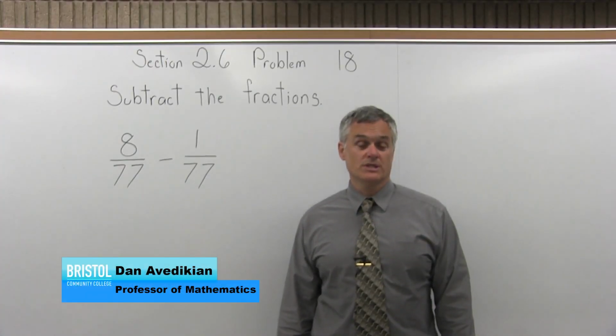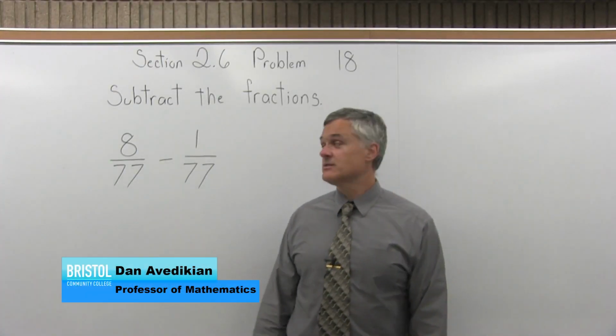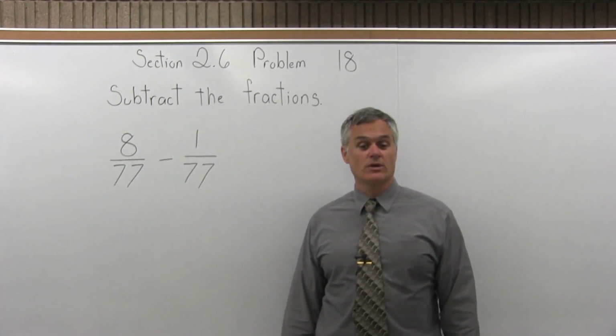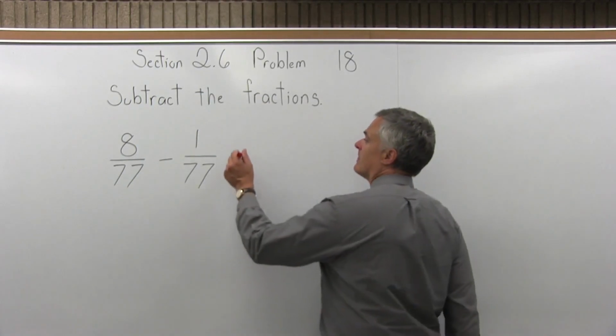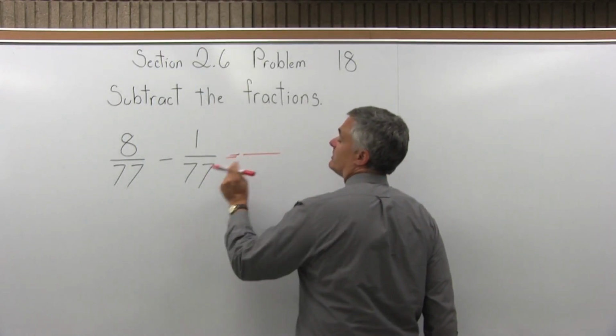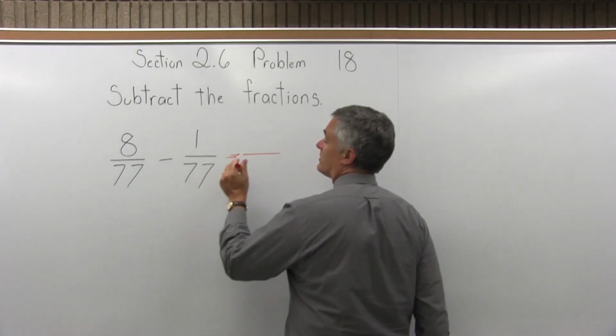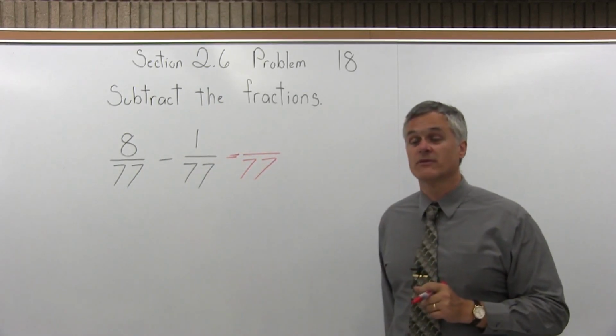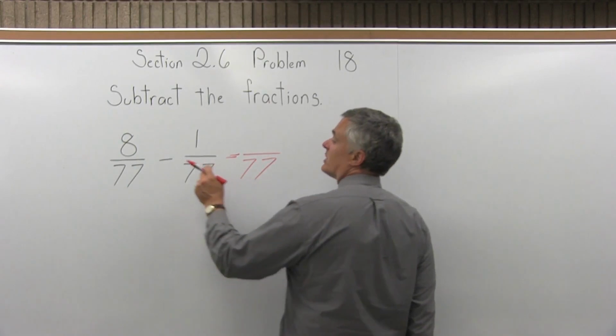This is Section 2.6, Problem 18. It says subtract the fractions, and we have 8 over 77 minus 1 over 77. So, since the denominators are the same in both fractions in my question, I get to keep that same denominator for my answer in this particular problem, 77. And then I can subtract the numerators.